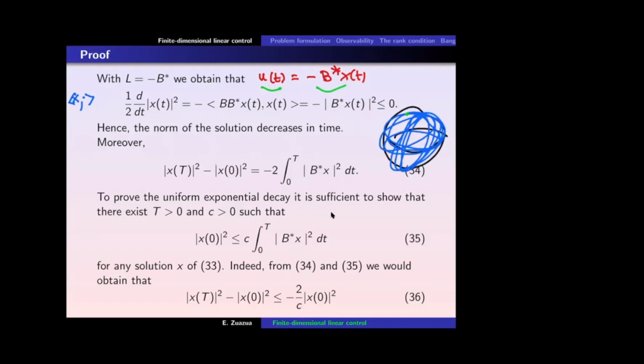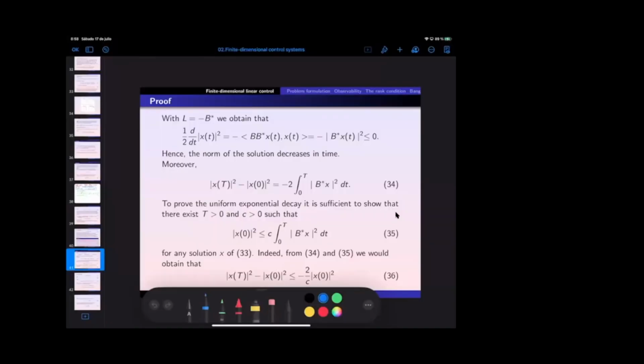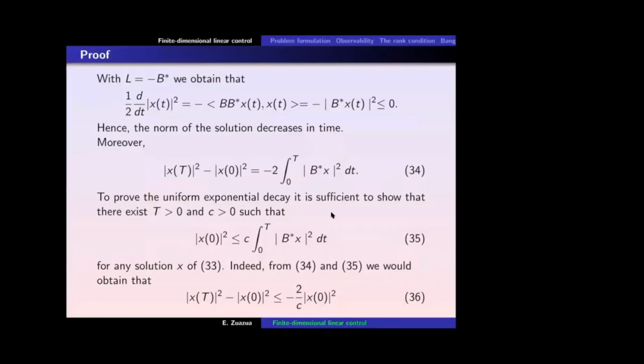Why? Because if I take U to be minus B star X, then I know that the energy is dissipated. So now I know that the tendency is towards stability, right? So the trajectories will have the tendency to contract. Now, will they contract to zero, or will they dissipate only part of the energy, but maybe eventually fall in a different sphere in which the dynamics goes on? I don't know. But at least I can guarantee that the energy of x(t) is going down.